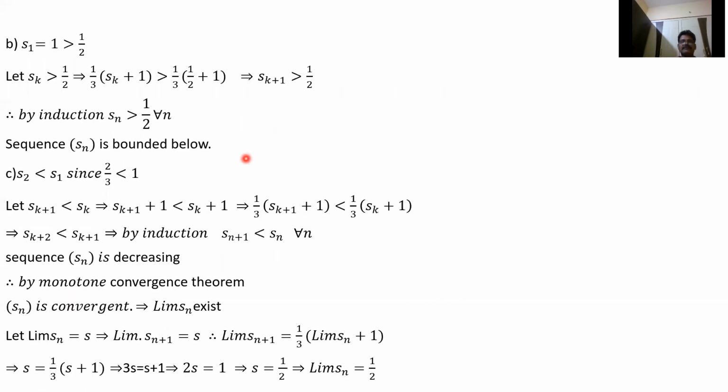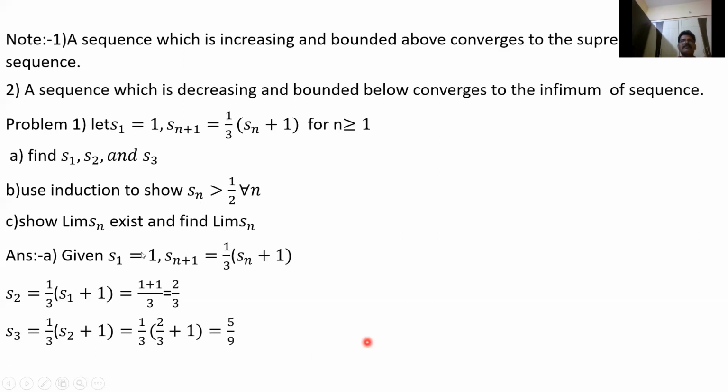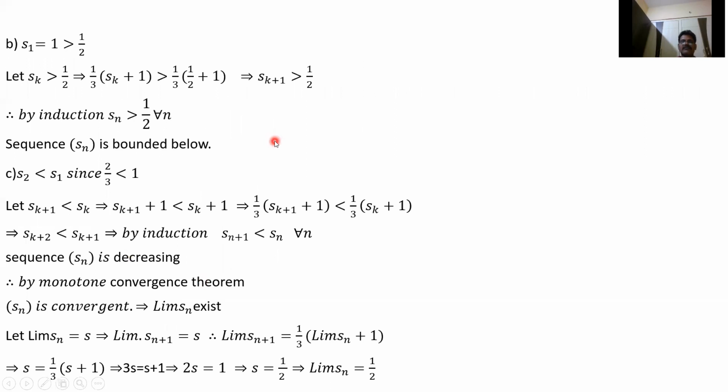Taking limit on both sides, the limit of S(n+1) is equal to 1 by 3 limit of S(n) plus 1. The limit of S(n+1) is equal to S, and this is 1 by 3 S plus 1, because S(n+1) is a subsequence of S(n), so these two are the same. Every subsequence converges to the same point. So S equal to 1 by 3 S plus 1.